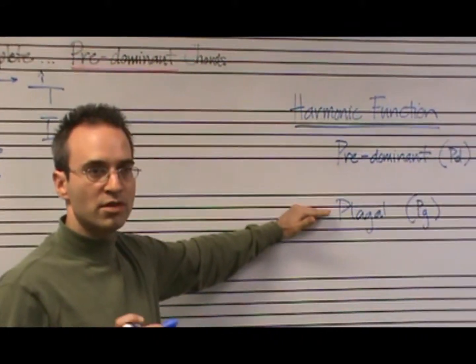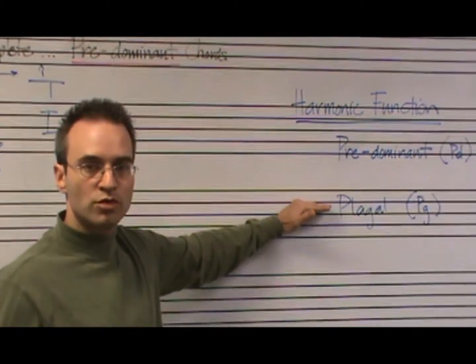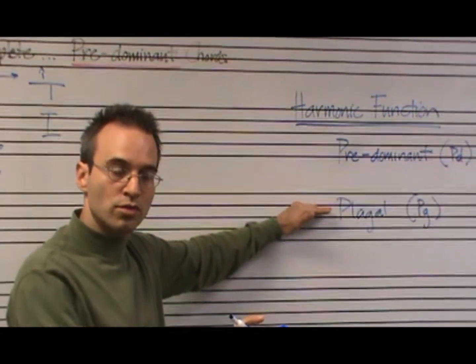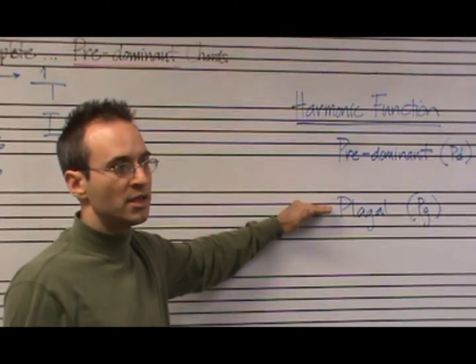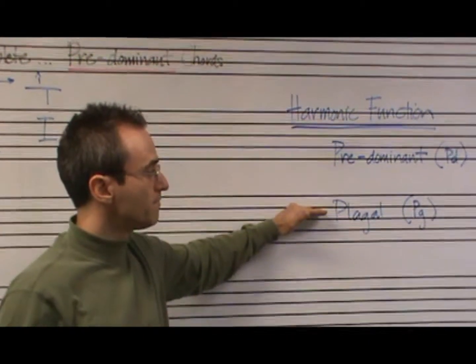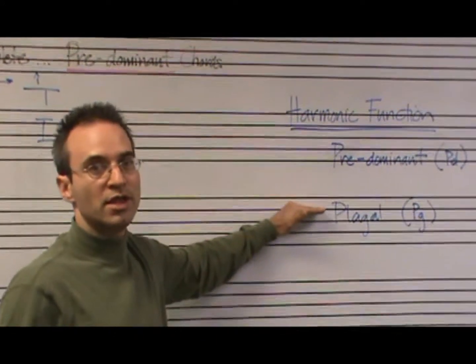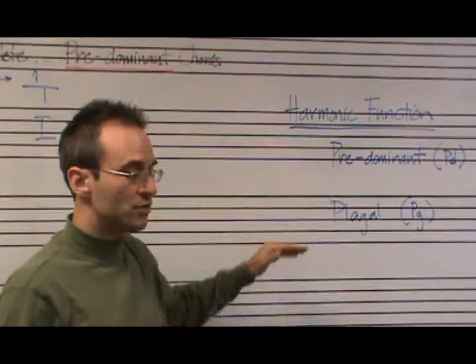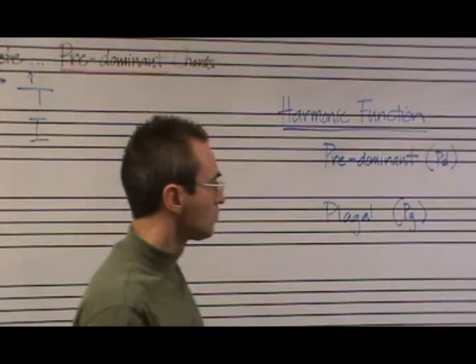Plagal, you probably know plagal cadence. That's when a 4 chord goes to a 1 chord. We're used to them at the ends of hymns, a lot of times when you add the amen. When you add that amen, you're creating a plagal cadence at the end. It's a motion from 4 to 1.